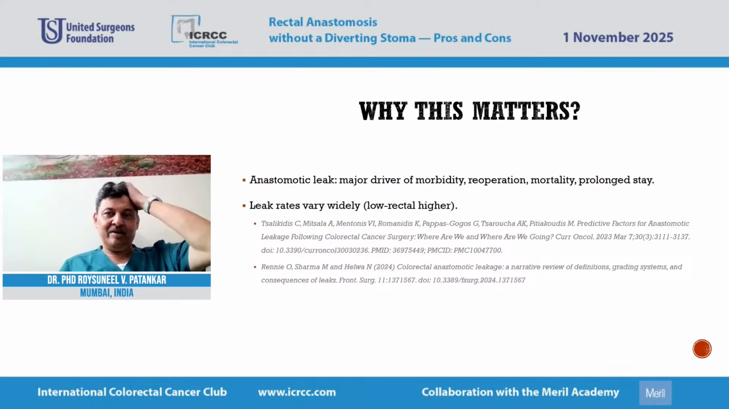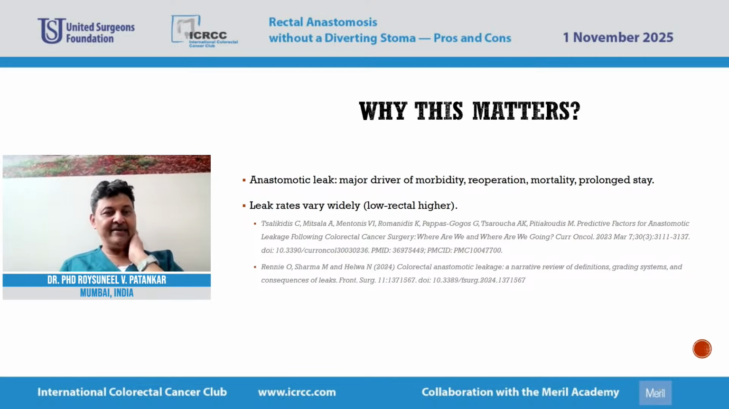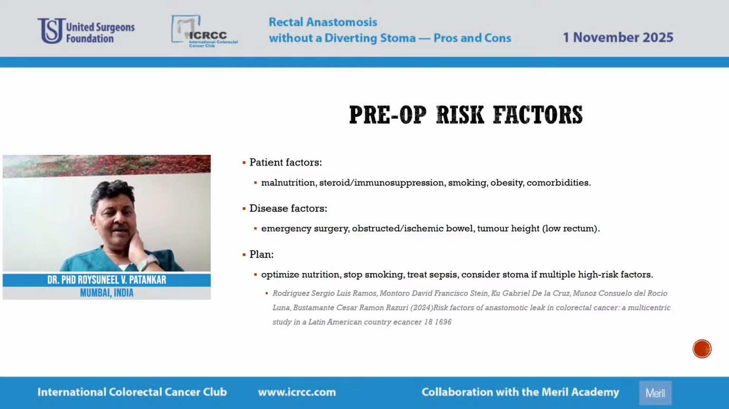We've all been there. The morbidity and the mortality, I think in the best centers of the world, between 2 and 7% of low rectal anastomosis will leak. And the economic and social consequences to the patient are quite significant. There are multiple preoperative risk factors that as surgeons we need to take in account. The serum albumin, immunosuppressed hosts, smokers, BMI more than 30, comorbidities like diabetes, an obstructed bowel, ischemic bowel, and obviously the length of the rectal anastomosis is extremely important.